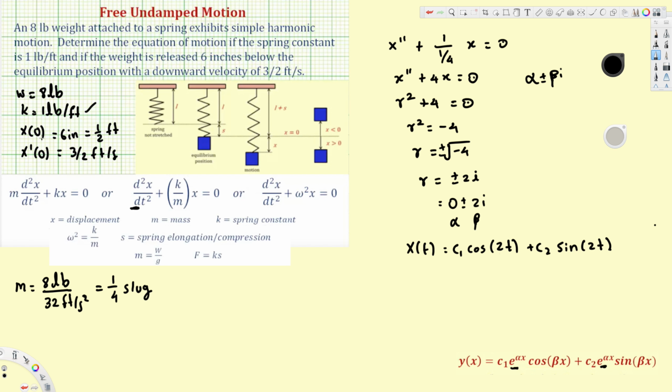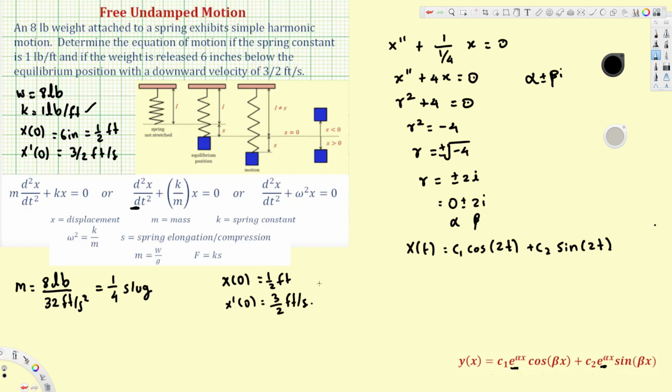Now initially we had two conditions. When time is 0, x value was half feet, and when time is 0, velocity was 3/2 feet per second. We are going to use these to find out c1 and c2. That's how we can write the particular solution for the differential equation. Now let's go ahead and plug this in.